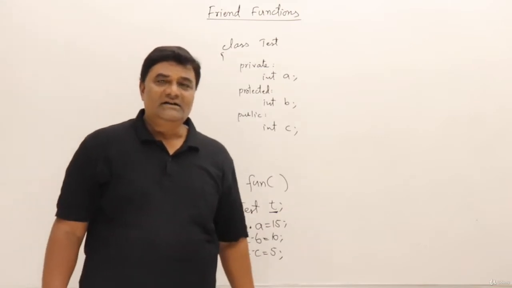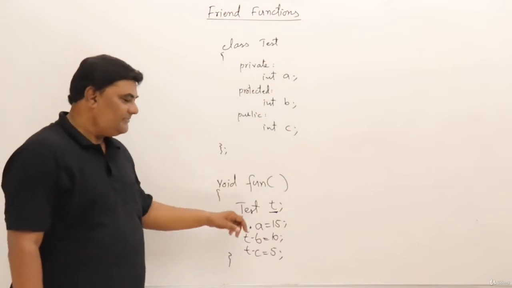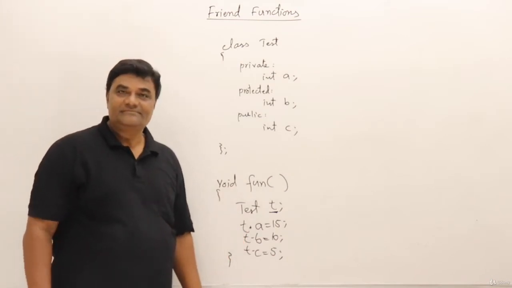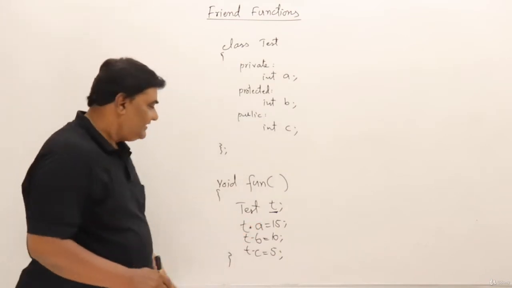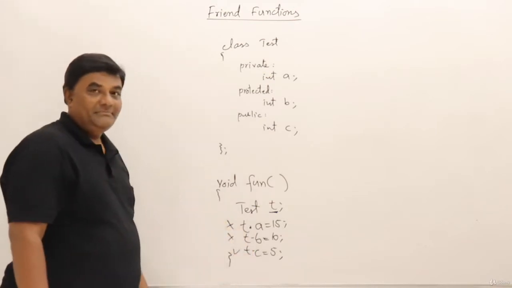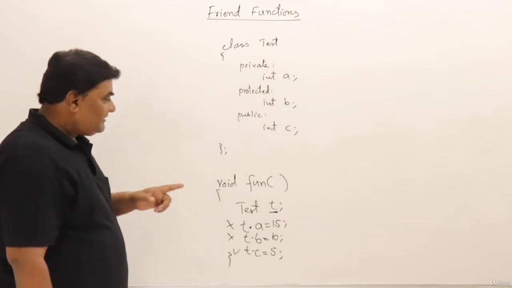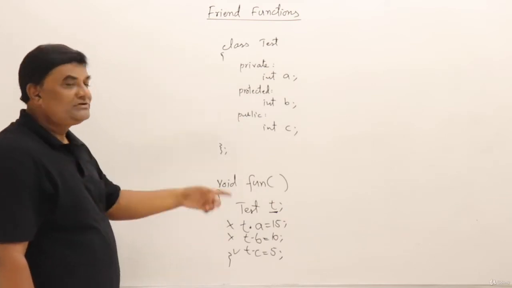So we already know that upon an object only public members are accessible. So I cannot access these members. These are not allowed. I cannot access them, but I can access the public member. This we already know. Now listen. But I want this function to access those members.